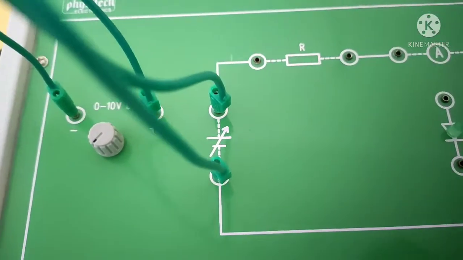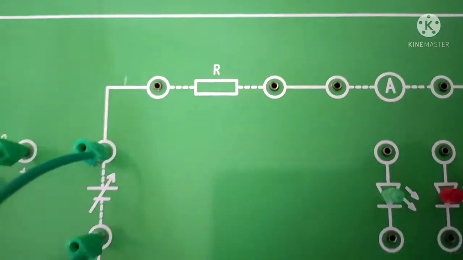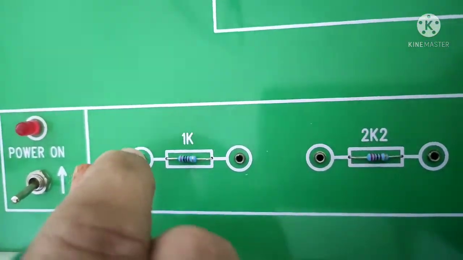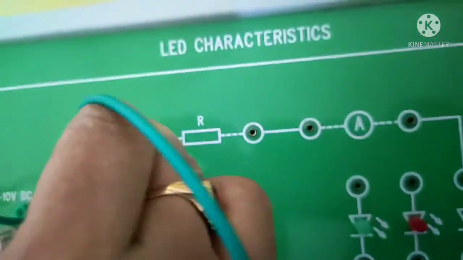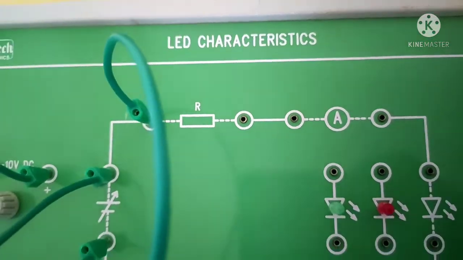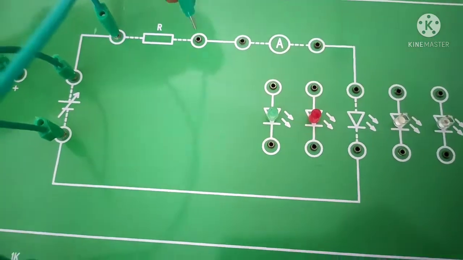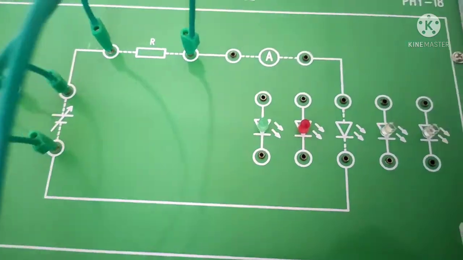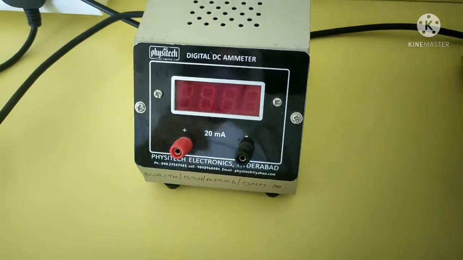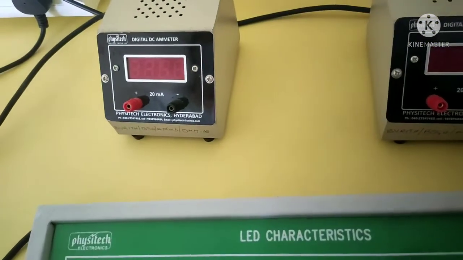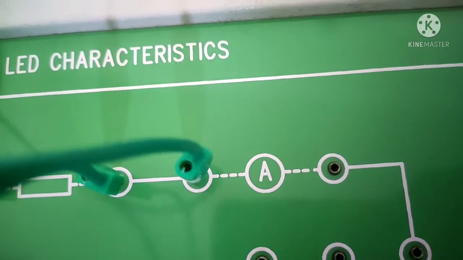In the place of resistor we need to choose one of the resistor components. Here we choose a 1 kilo ohm resistor and it is connected in the place of R. In the place of ammeter we need to connect the external milliammeter. The range is 20 milliamps.